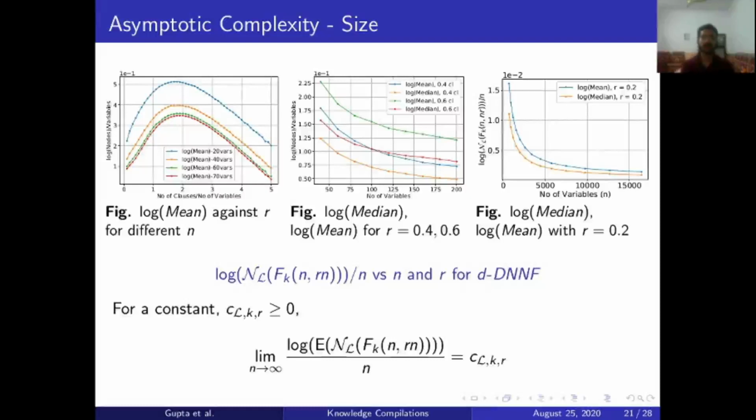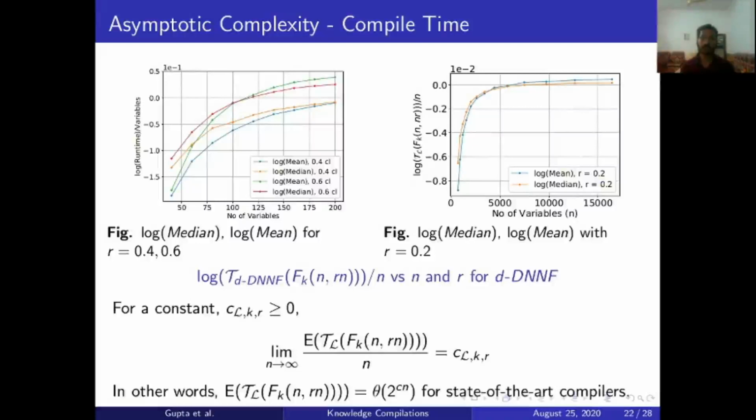So to investigate further, we plot the log of number of nodes divided by variables with varying clause density and number of variables, and you can see from the first figure that, independent of r, as we increase the number of variables, the log of number of nodes over variables decreases. And looking at this behavior for a very high number of variables for smaller values of r, we can see that as the number of variables increases, the log of number of nodes divided by variables decreases monotonically, and this allows us to draw a conjecture that as n tends to infinity, the log of expected number of nodes divided by n tends towards a constant. However, we cannot say whether this constant is 0 or not, and this constant depends upon the clause length, clause density, and the compilation target language.